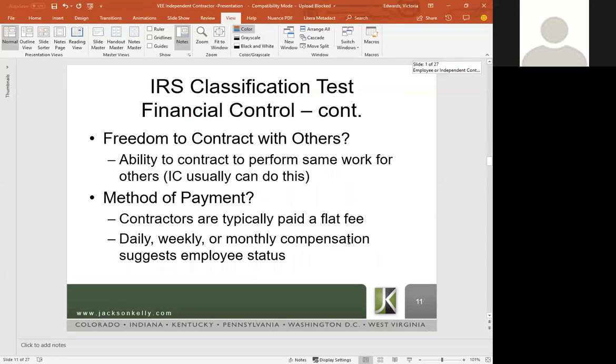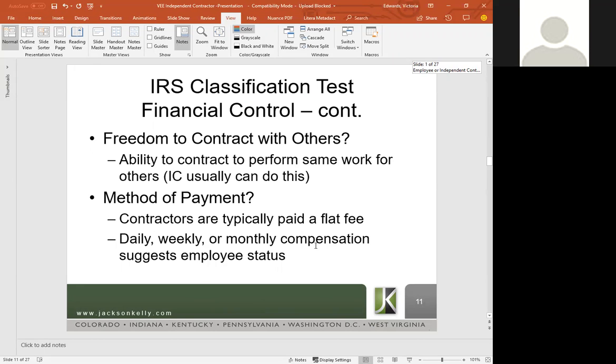This is a big one, freedom to contract with others. If they're an independent contractor, you cannot prevent them from working for other companies. If they choose to work only for you, that's their decision. That's a different fact pattern. But you cannot, in that contract, say you can only work for my company.